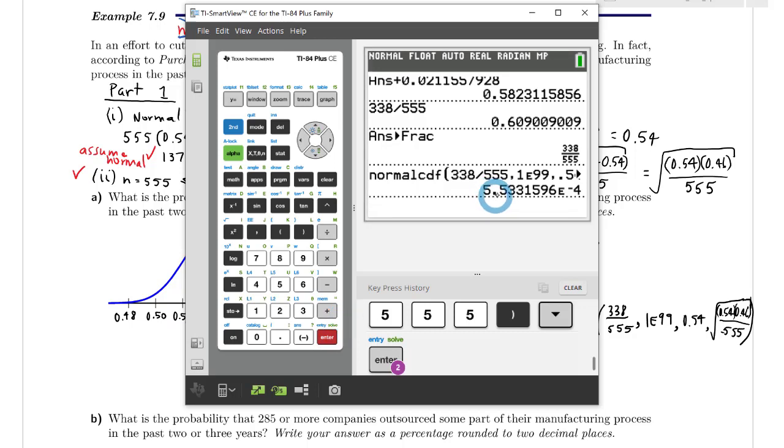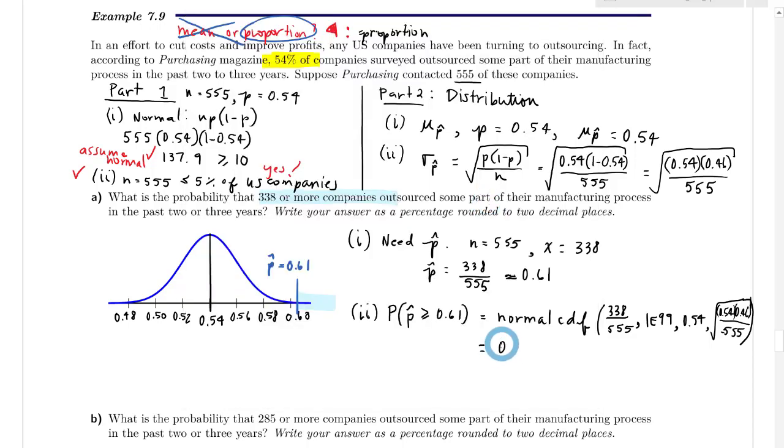So we get 5.533 blah blah blah e to the negative 4. Now remember what e means. E is scientific notation for 10 to the negative 4th, meaning that there are 3 zeros before this 5 and then the 5 starts. And then notice that I get a 5 on the right of it, so I'm going to round this to 0.0006.